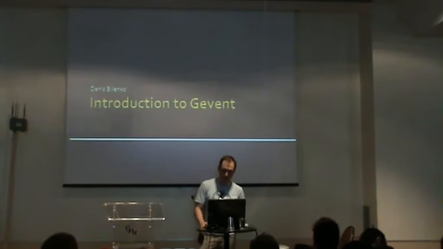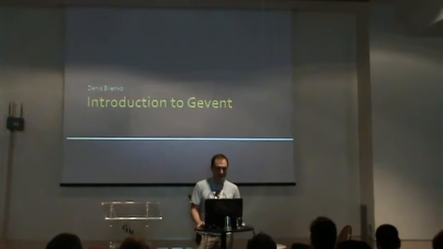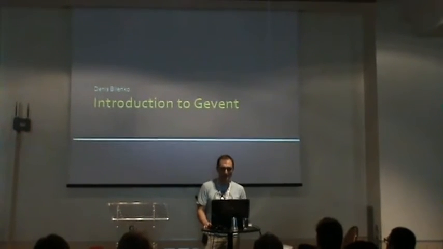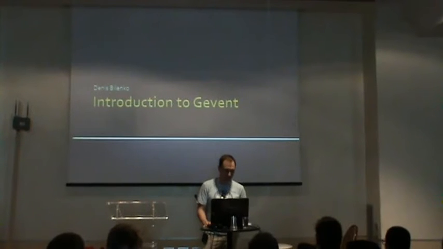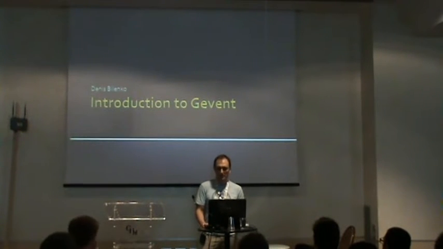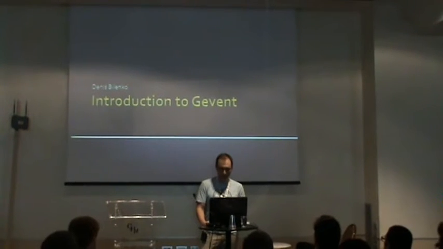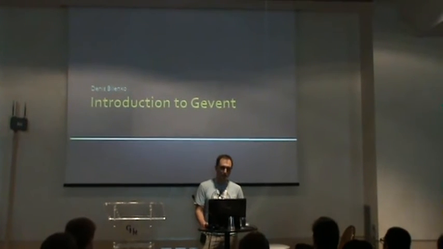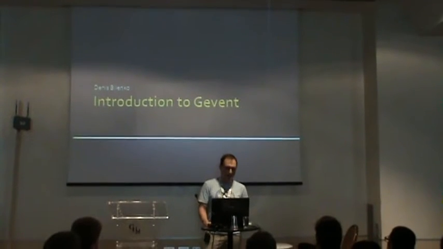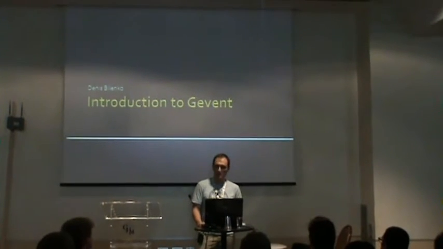So Gevent is a coroutine-based networking library. It is used to write network daemons, network clients, and web applications. It has a WSGI server, so it works well with most of the Python web frameworks available. It's a small library. It doesn't try to include all possible protocol implementations, except for the most basic ones like DNS and HTTP.